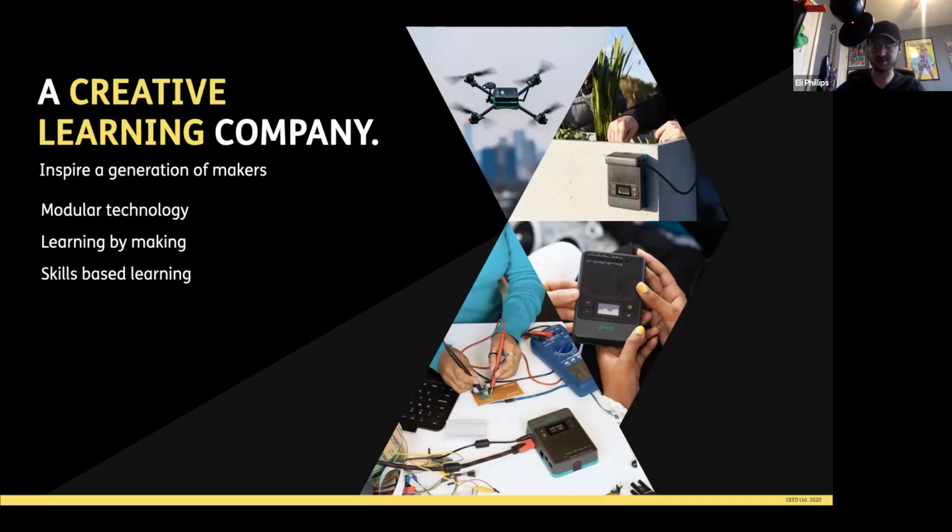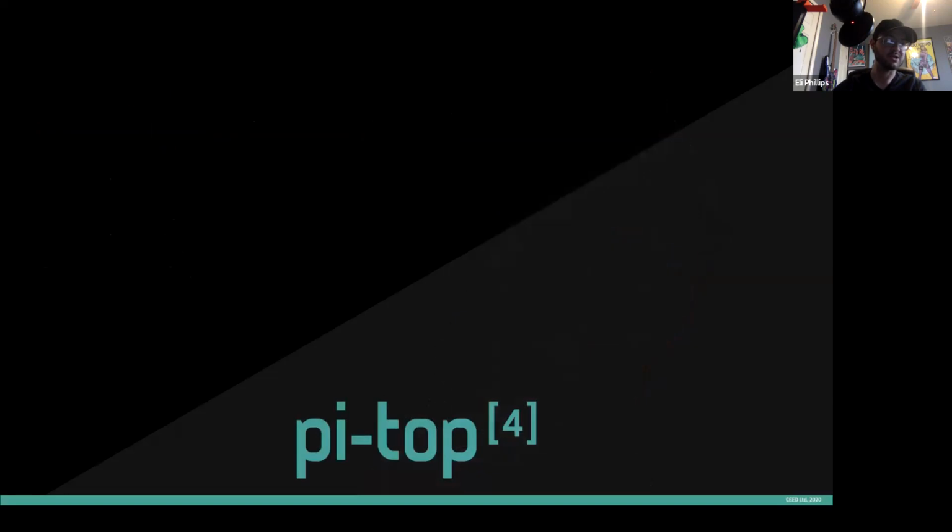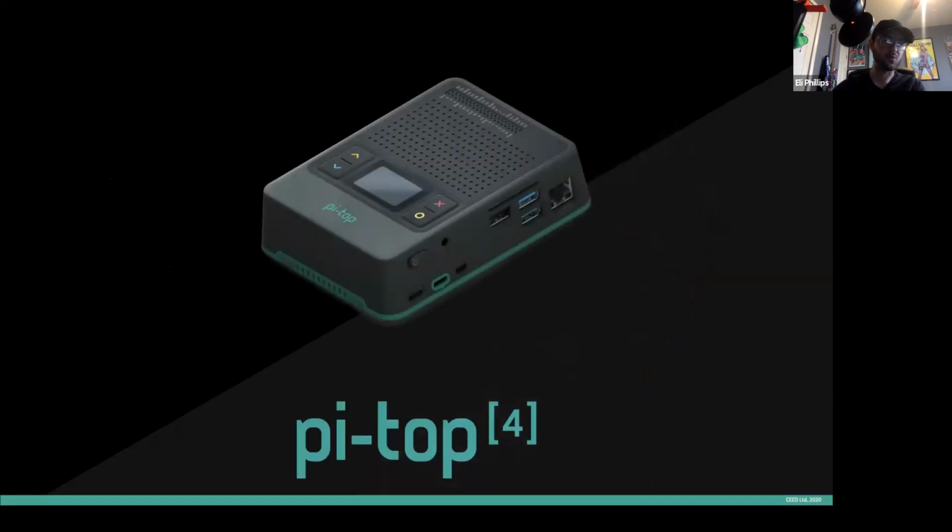So what are the products? Well, the first one is the pitop 4. The pitop 4 is a modular computer. It's not quite a desktop, it's not quite a laptop or a tablet or anything else. It's the brains for all of those things and more.